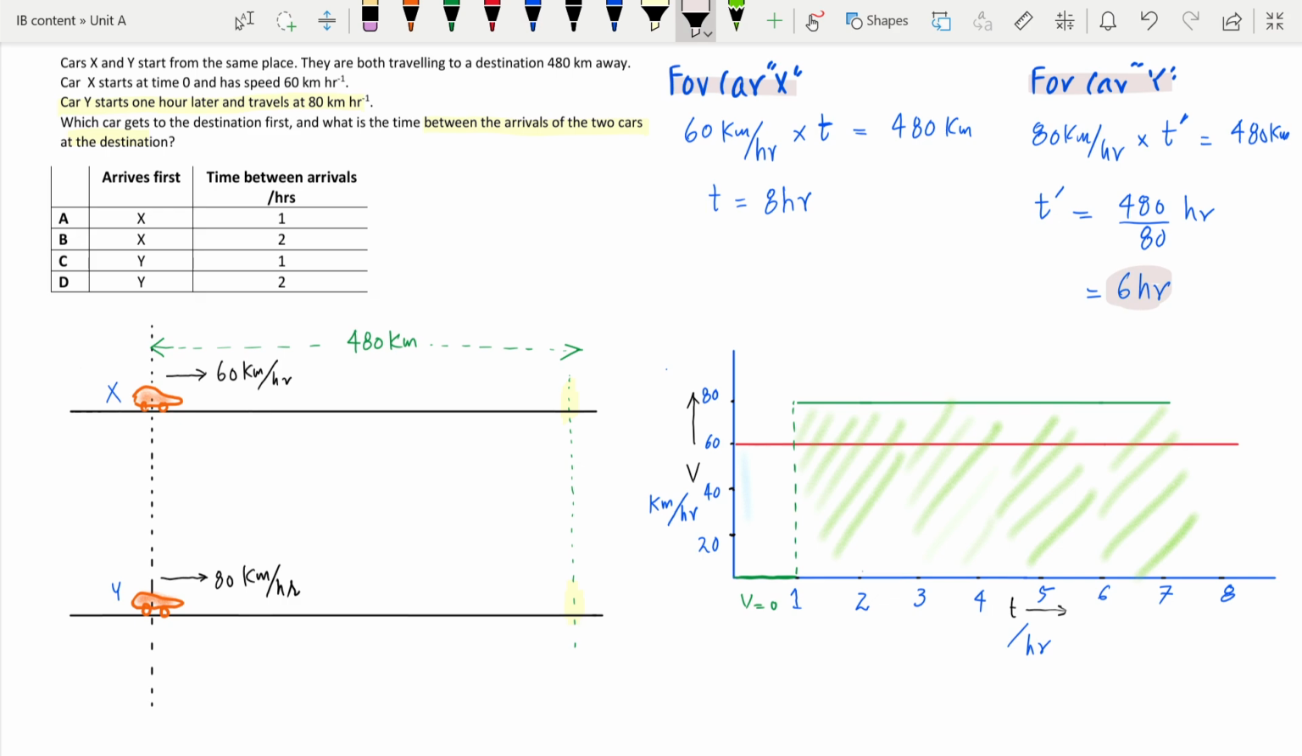Since I told you that car Y started 1 hour later, the total time taken by car Y must be equal to 1 hour, when it started, plus 6 hours, which is 7 hours. So in 7 hours car Y will reach this point, whereas car X will take 8 hours to reach this point. It means that car Y will reach earlier and the time difference is 1 hour. 8 hours minus 7 hours is 1 hour.